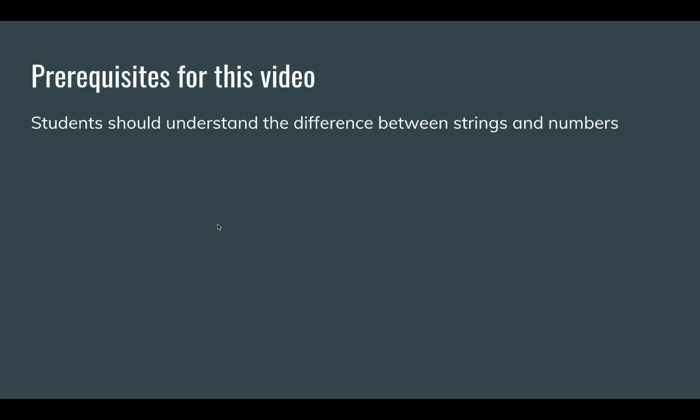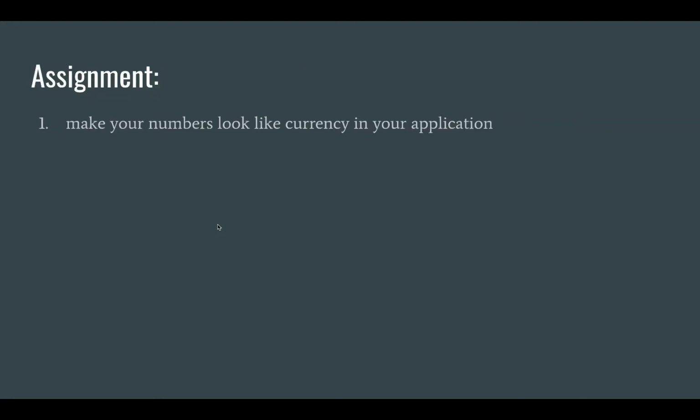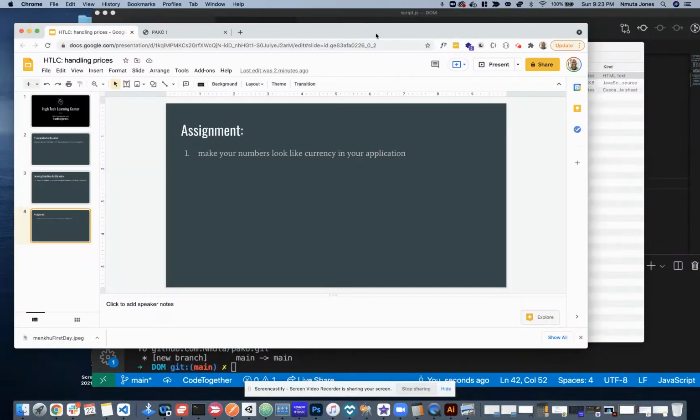The prerequisite for this video is that you should understand the difference between strings and numbers. That's it. Our learning objective is that you learn how to cast strings as numbers and also fix the number of decimal places using JavaScript. And for the assignment, we want you to make your numbers look like currency in your application. Now, we're not using dollars or Ethiopian birr or naira or Tanzanian shillings or any of the currencies represented here. We're just going to use decimal places that look like what currency would have.